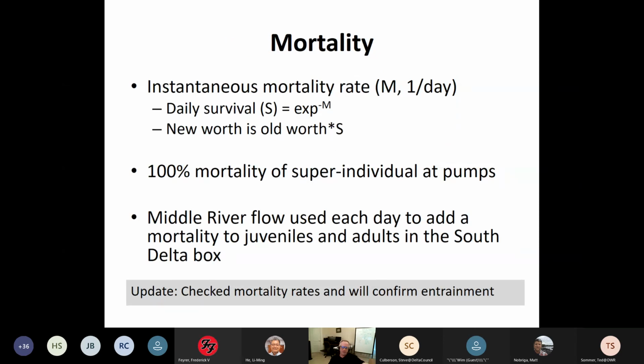Mortality is an instantaneous rate. And we have an entrainment mortality that we're going to revisit. Will Smith has done some work looking at the entrainment and has shared that with us. And so we're going to update the model for that.